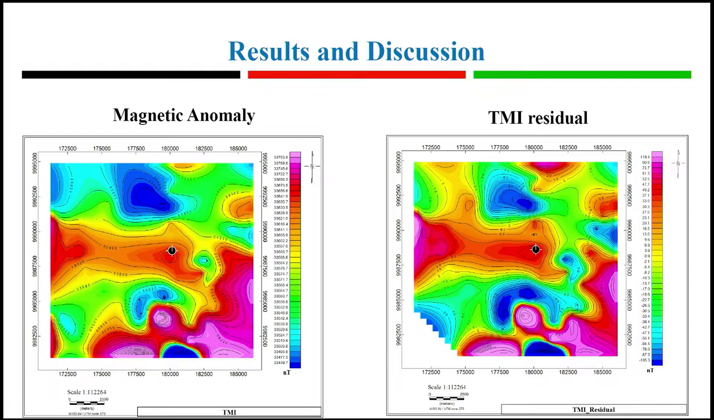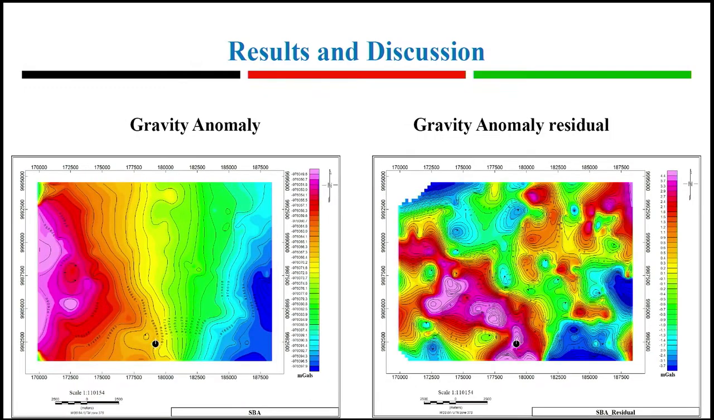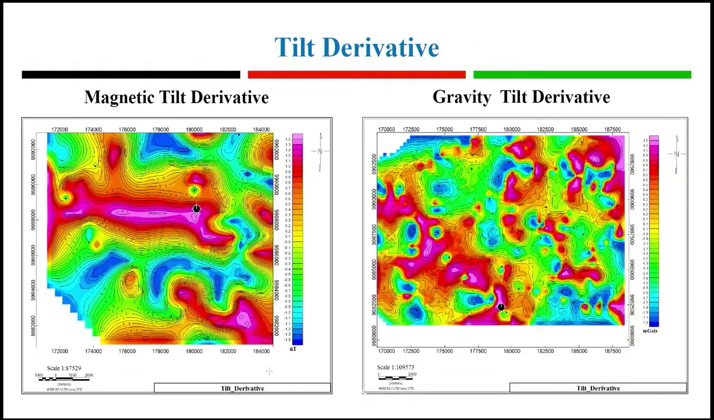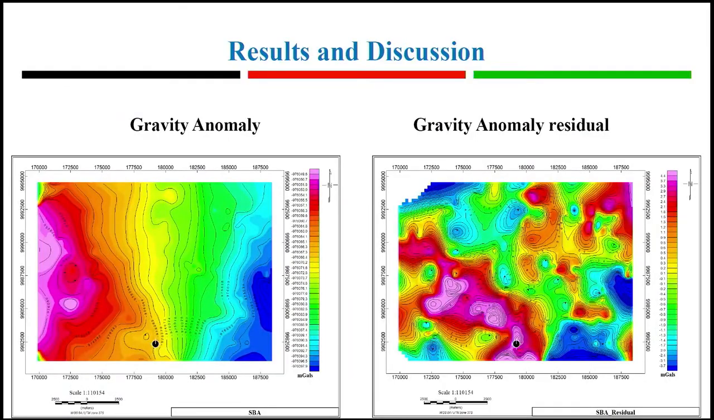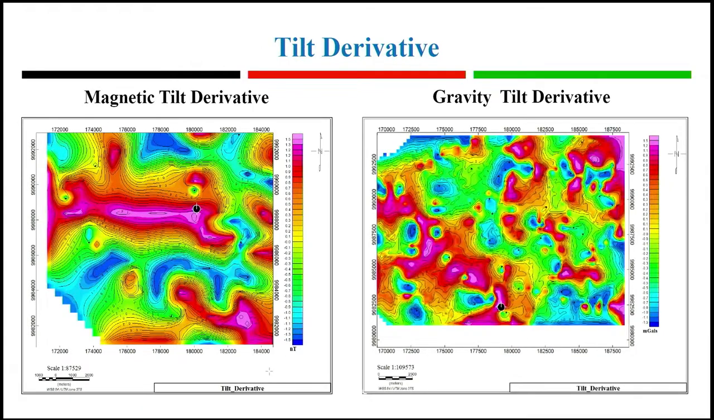You can see from the eastern side there is a fault trending north-south and also going towards the north. If we look at the gravity anomaly and the residual gravity, you can also see that the point is being defined there. The tilt derivative even defines the structure clearly because it's between a high and a low.